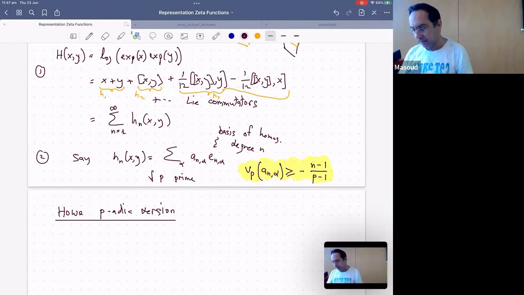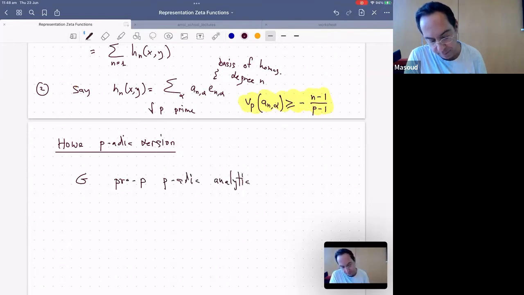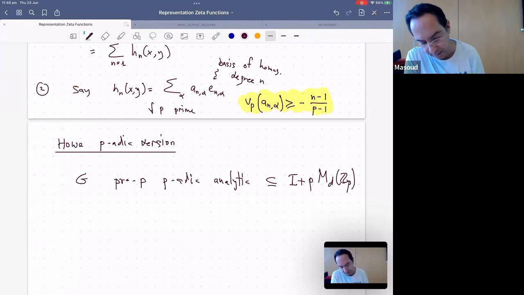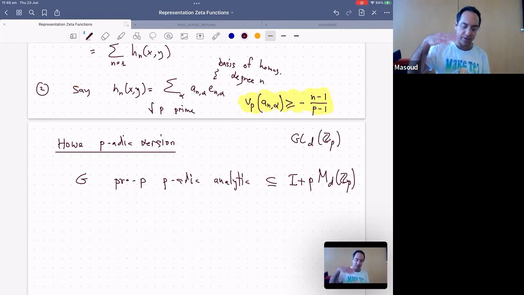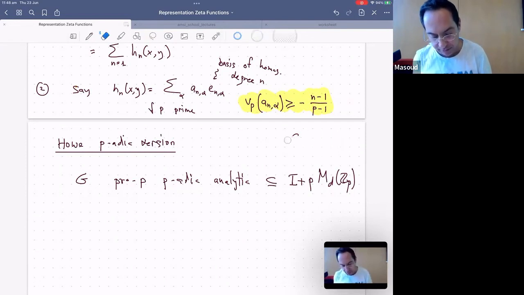So what is the setup? Take G to be a pro-p p-adic analytic group, and therefore it sits inside I plus p times M_d(Z_p). Well, not exactly, right? Because in GL_d(Z_p), you have the upper triangular unipotent matrices. It's not. So I want it to be like that. Yeah, I'm choosing it in this way. It's not a big compromise.